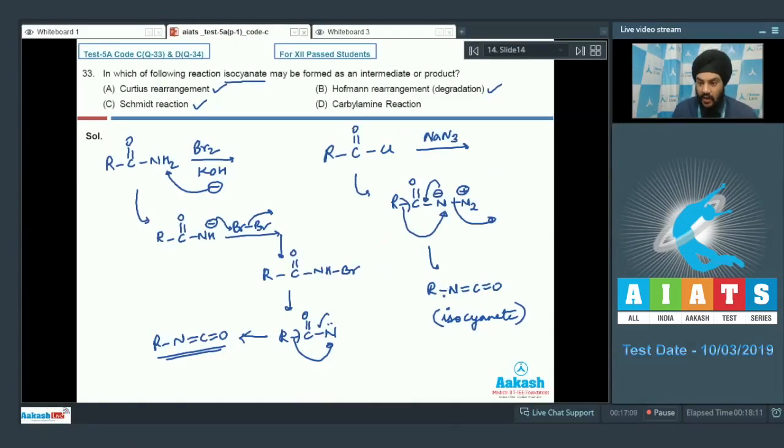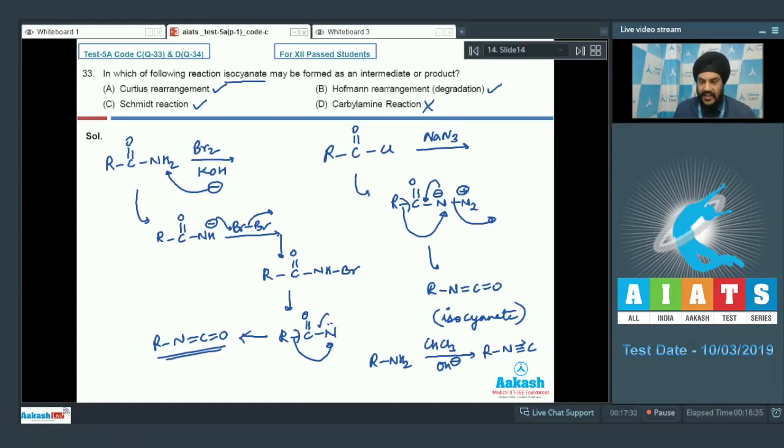If you talk about the D reaction now, which is the carbylamine reaction, in this case, students, a primary amine reacts with chloroform in presence of base to form isocyanide, and not the isocyanate. So this statement is incorrect, students.